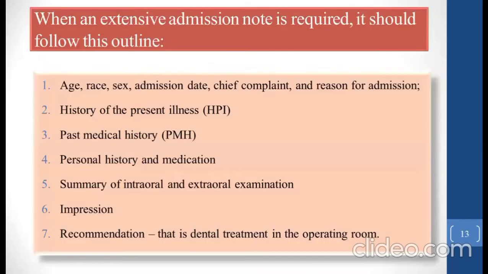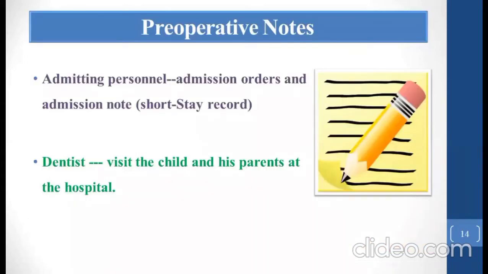Now, when an extensive admission note is required, it should follow this outline that includes age, race, sex, admission date, chief complaint and the reason for admission, history of the present illness, past medical history, personal history and the medication, summary of the intraoral and extraoral examination, impression, and other recommendation, that is dental treatment in the operating room. Now, what are the preoperative notes and what do they include?